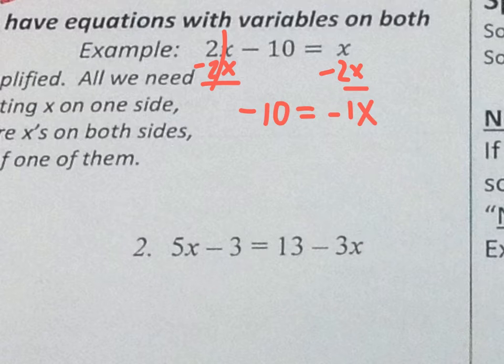And all I need to do now is get the x by itself on one side. It doesn't matter if it's on the left side or the right side. In this case, it's on the right side. But I need to get rid of that negative in front of that x. So I'm going to divide by negative 1 and divide by negative 1, and I'm done.